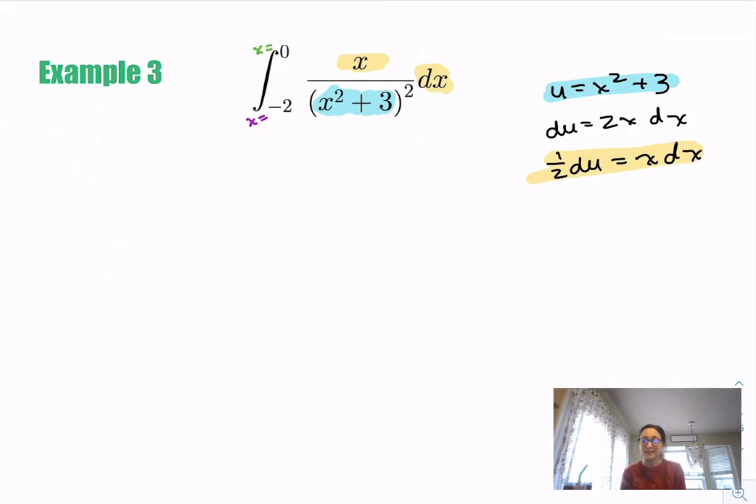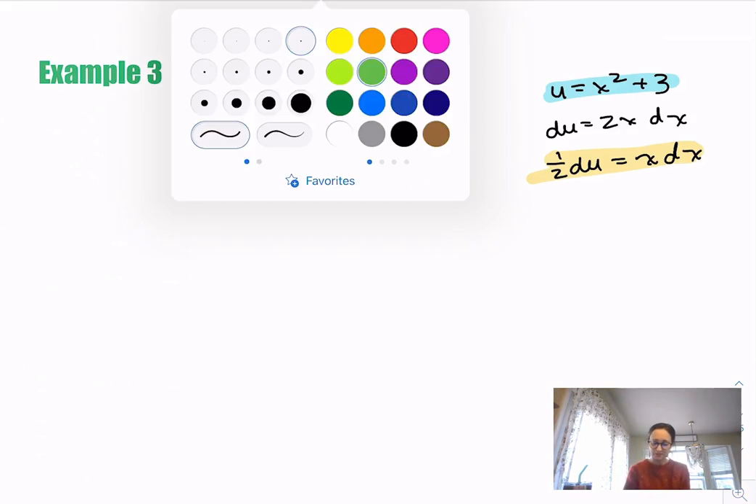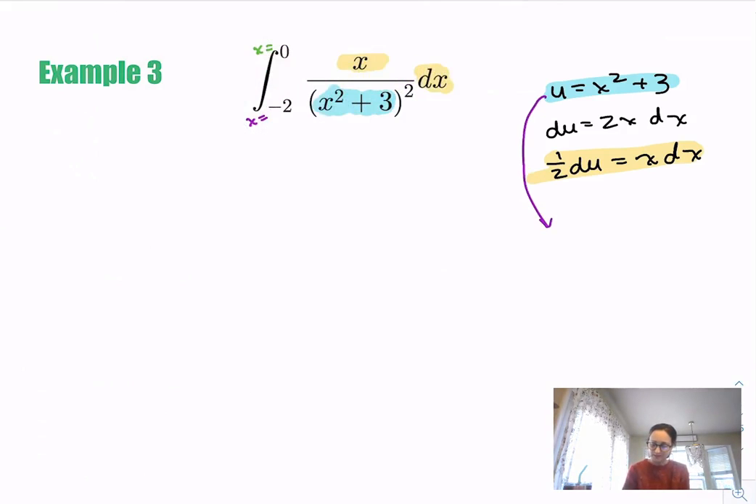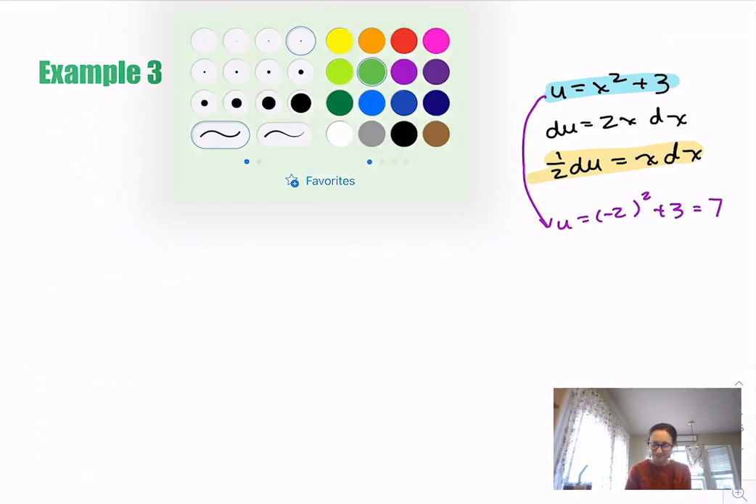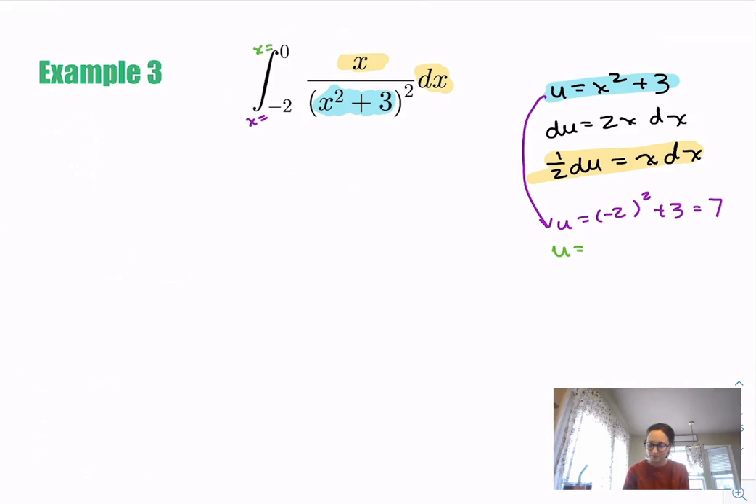All right, so again, I'm letting u be x squared plus 3, so 1/2 du will be x dx, which is that yellow part. Now I do have a definite integral, so right now that -2 and that 0 are x values, we need to change them to u values. So u equals, I'm going to plug in -2, my a value for x first. So I get 4 plus 3, which is 7. And then I'm also going to do the same thing for x equals 0. So u equals 0 squared plus 3, which is 3.